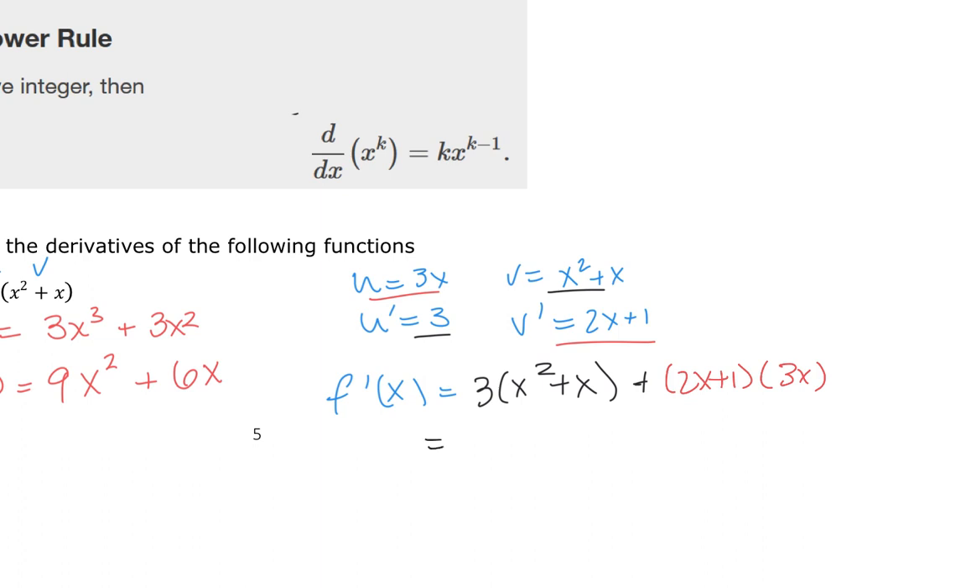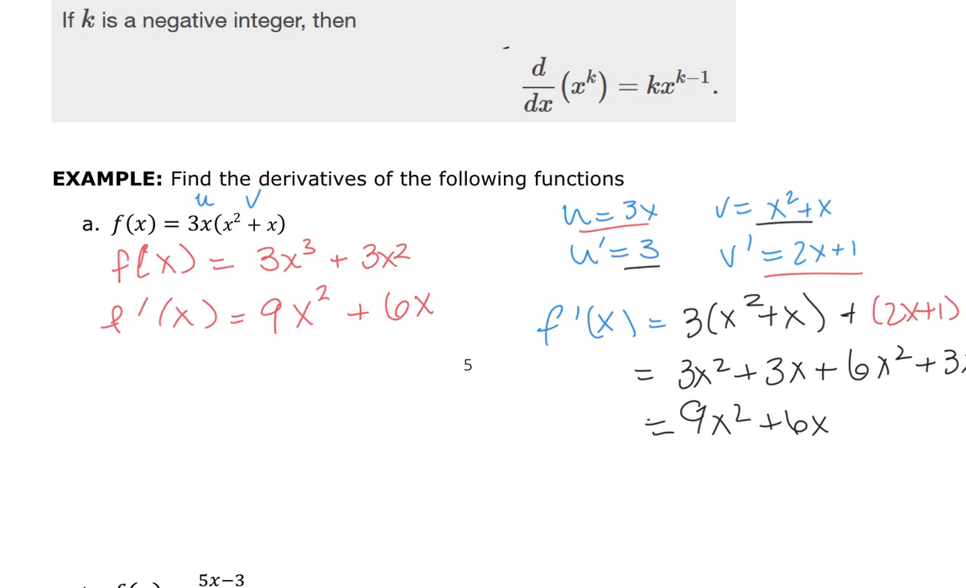When we get done and multiply everything out, we're going to get 3x squared plus 3x plus, I'm going to multiply the 2x and the 3x, which gives me 6x squared, and then plus 3x. Combining like terms, this is 9x squared plus 6x. Now we got the same answer. You can see that we got the same answer. One was just a little bit easier than the other.